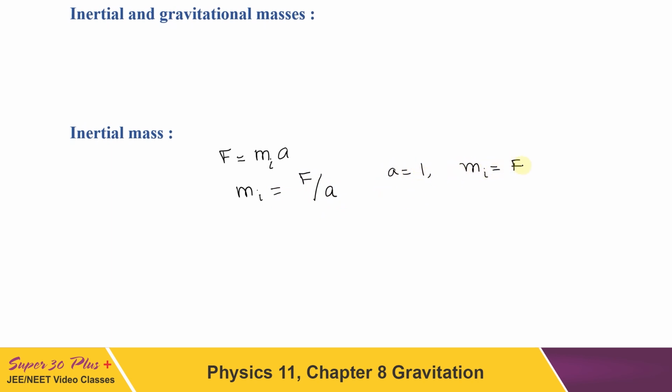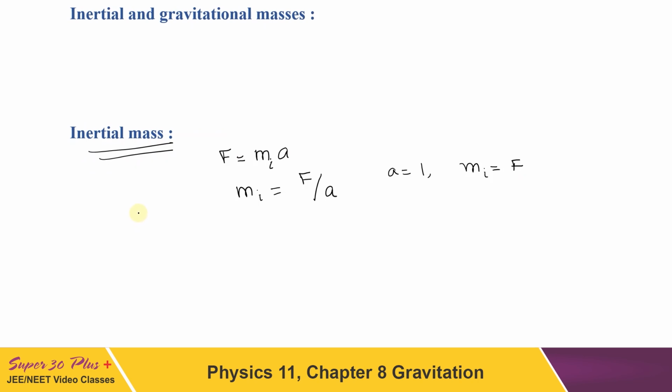So we can define inertial mass as the magnitude of external force required to produce unit acceleration in the body. In fact, the inertial mass of a body is the measurement of the ability of the body to oppose the production of acceleration in its motion by an external force. So this is how inertial mass can be defined mathematically.